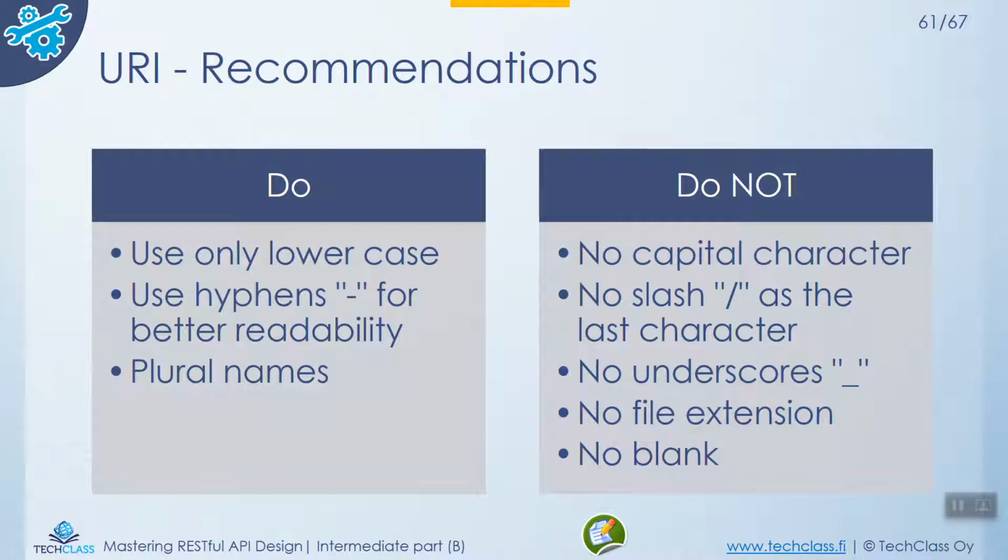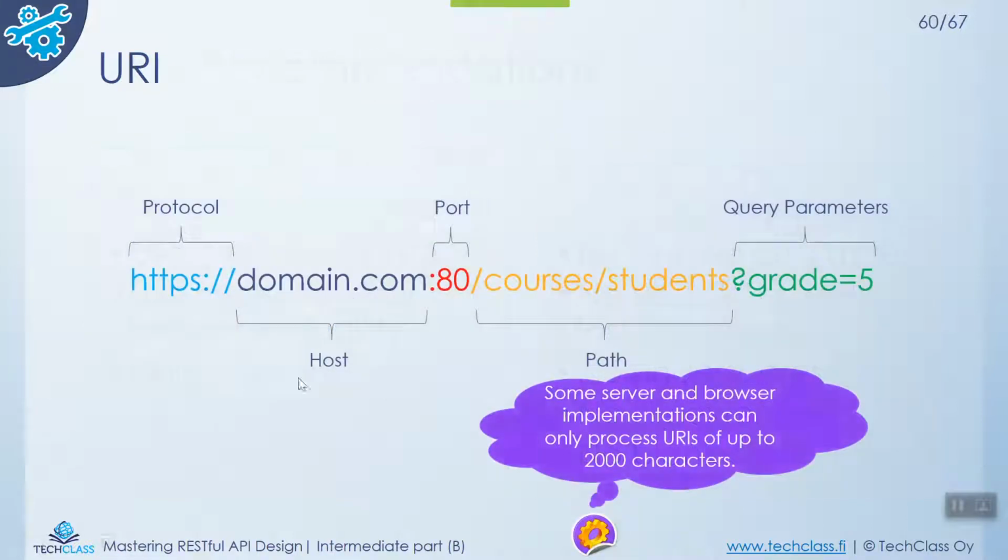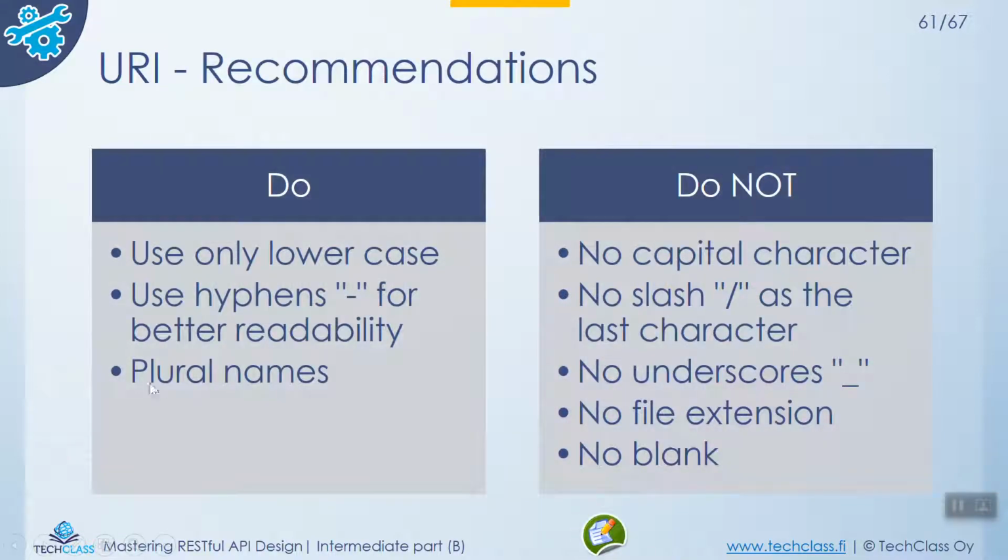And there are some recommendations on what to do and what not to do actually. So when it comes to the URI, try to use only lowercase, try to use hyphens, not underscore, and try to use plural names. So here you can see courses, not course. Of course, it's not going to break anything, but it's a recommendation.